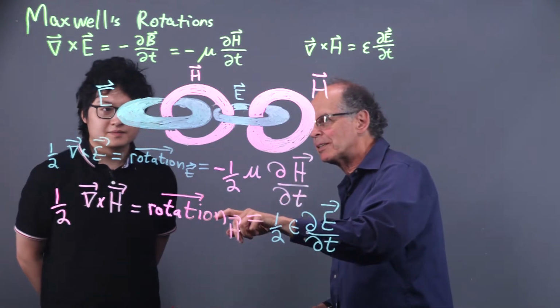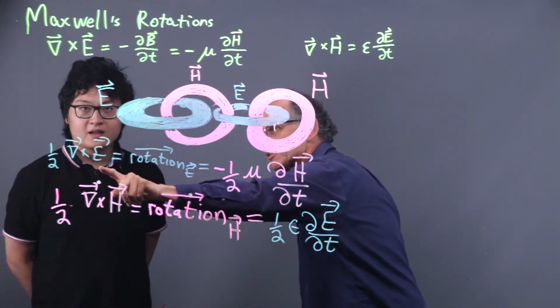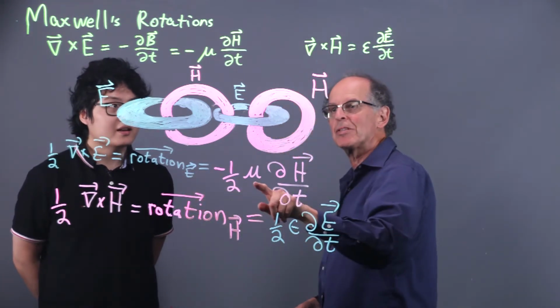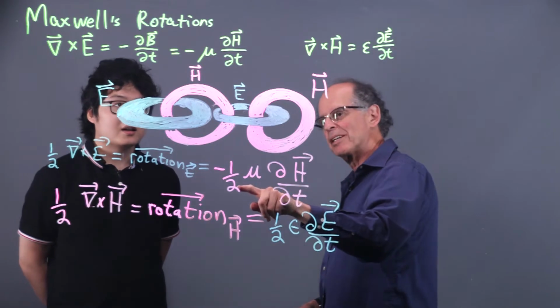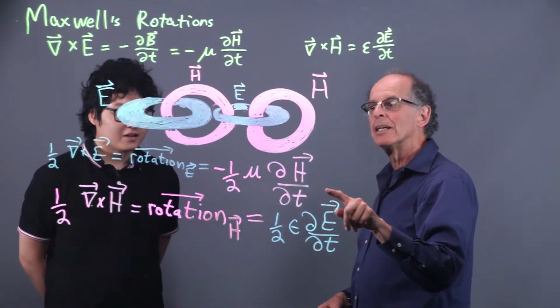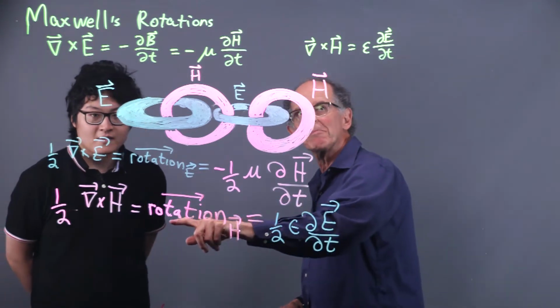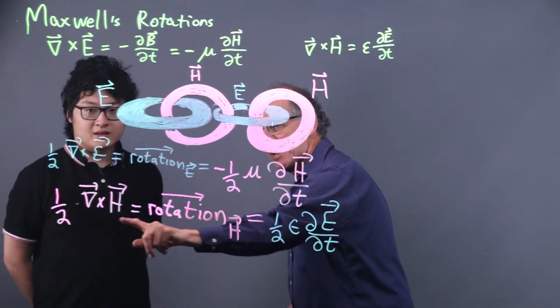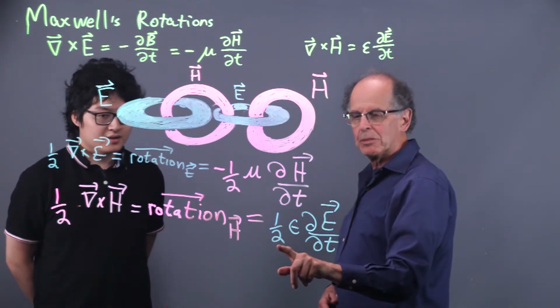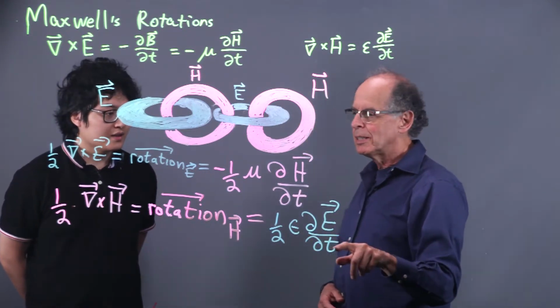And we can write it like this. 1/2 the curl of E is a rotation of E. It's a vector. And that's equal to, multiply that equation by 1/2, minus 1/2 mu dH/dt. Okay. And then we can look at the same, multiply this equation by 1/2, rotation of H is equal to 1/2 epsilon dE/dt.